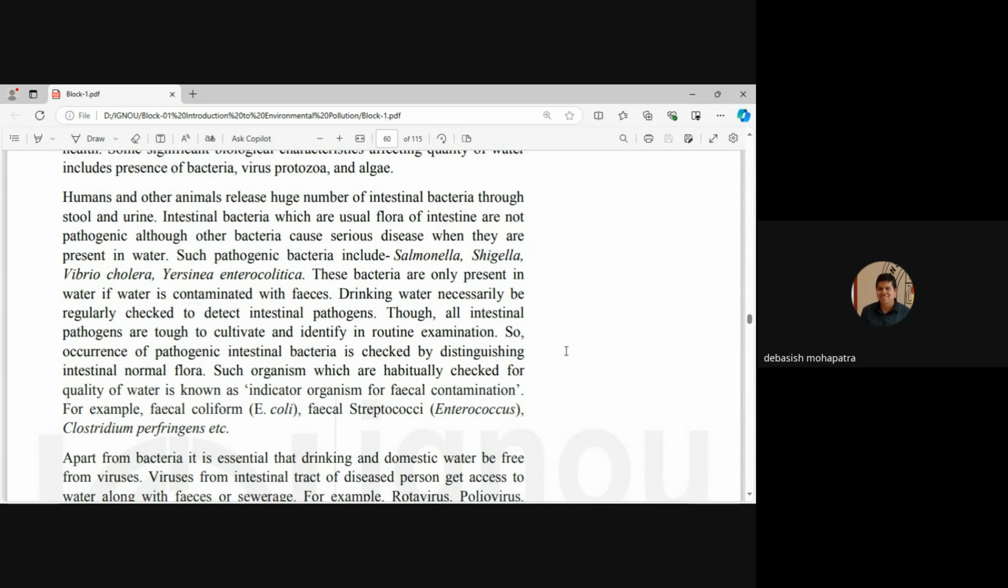So these are harmful bacteria and should not be present. Okay. So the occurrence of pathogenic intestinal bacteria is checked by distinguishing them from intestinal normal flora. Such organisms, which are habitually checked for the quality of water, are known as indicator organisms of fecal contamination. For example, fecal coliform E. coli, fecal streptococcus, and Clostridium perfringens.